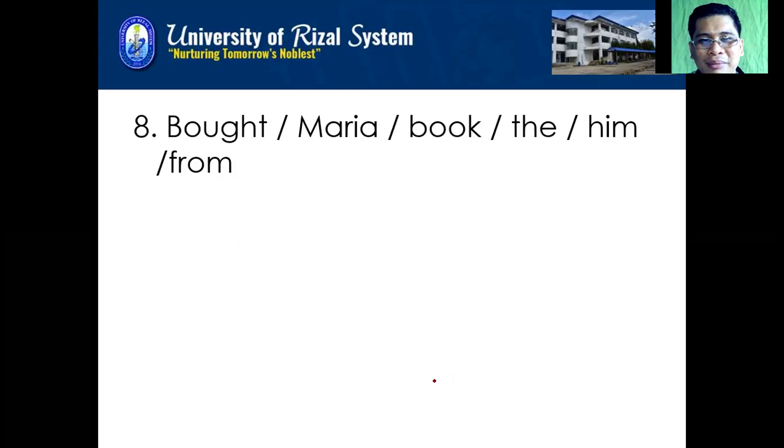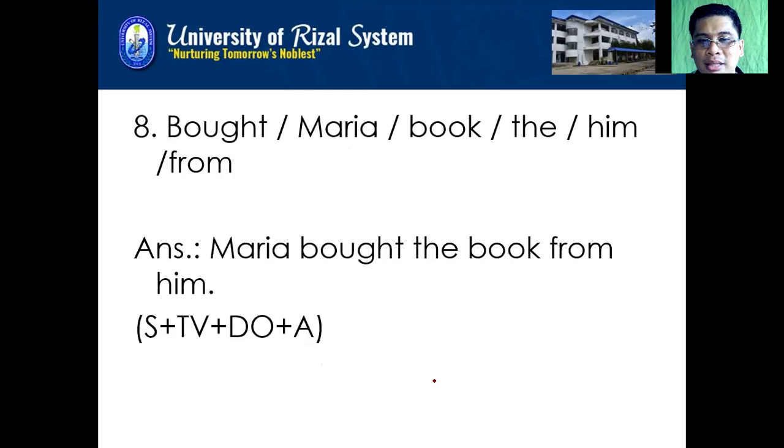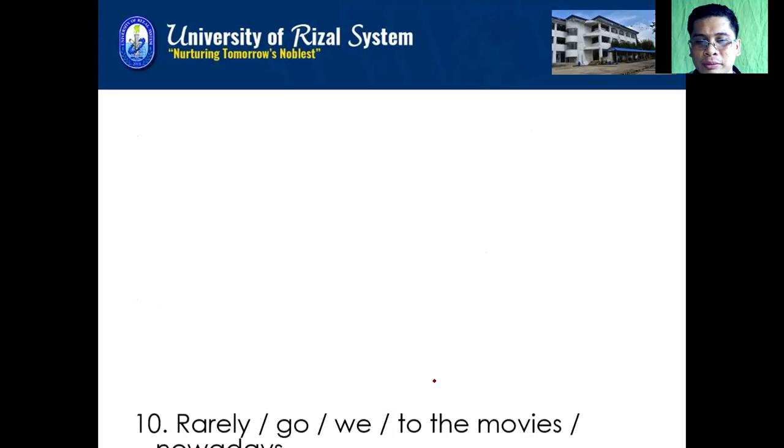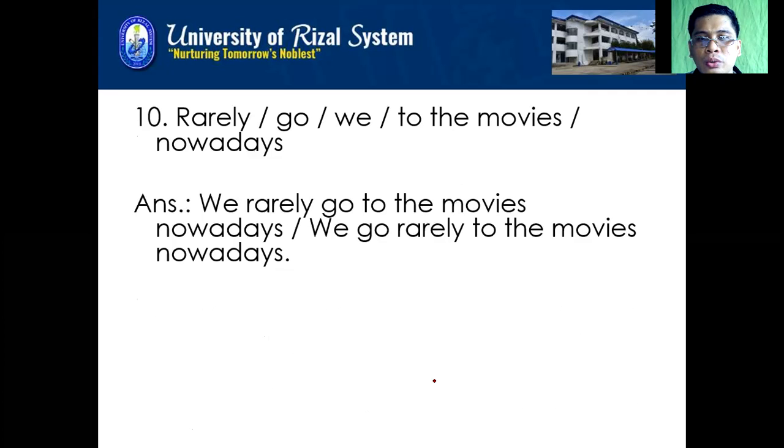pattern. Number 8, Maria bought the book from him. It is STVDOIO. Maria is the subject. Bought, Maria bought what? The book, which is direct object. Where? From him. Okay, bought where? From him. So that is an adverb. Next, you have met the teacher or the teacher have met you. It's still STVDO. You is the subject, have met who? The teacher. The teacher is the subject. The teacher have met who? You. Okay, STVDO pattern.